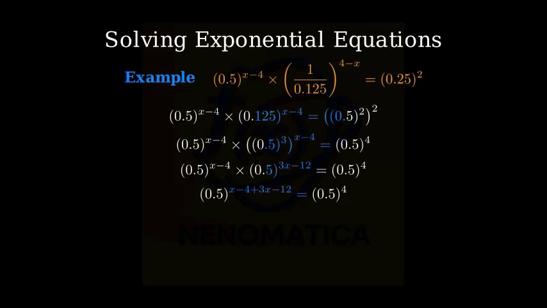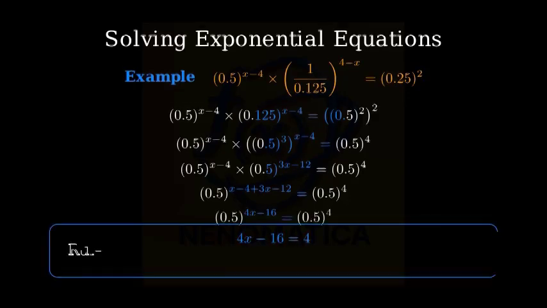When we multiply powers with the same base, we add the exponents. So we have 0.5 to the power of x minus 4 plus 3x minus 12. Let's combine like terms in the exponent. We have x plus 3x, which is 4x, and negative 4 plus negative 12, which is negative 16. So our exponent becomes 4x minus 16.